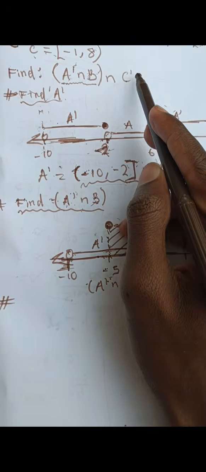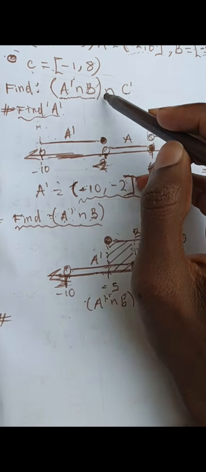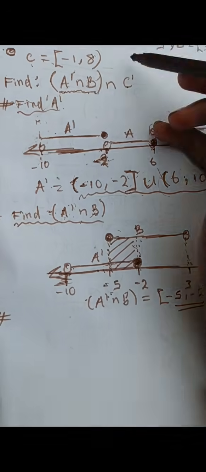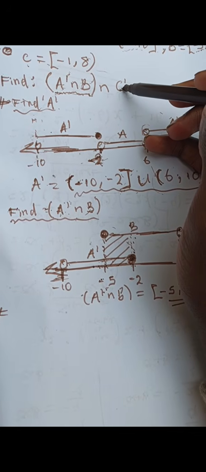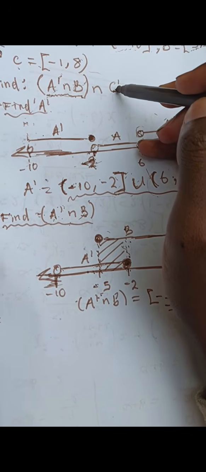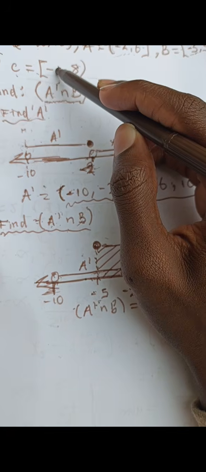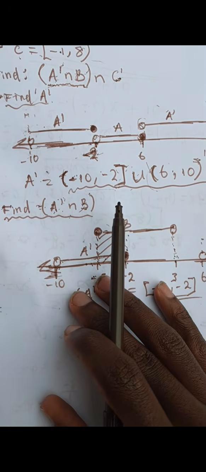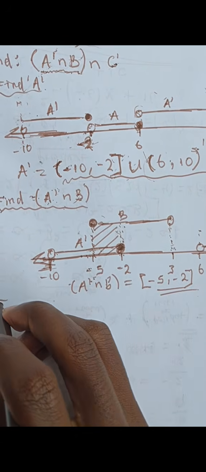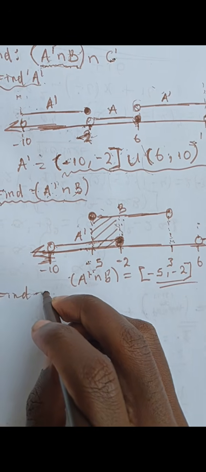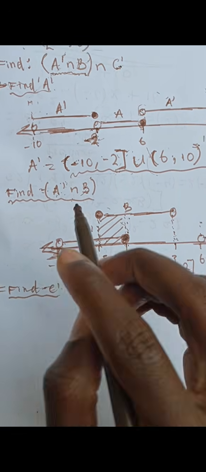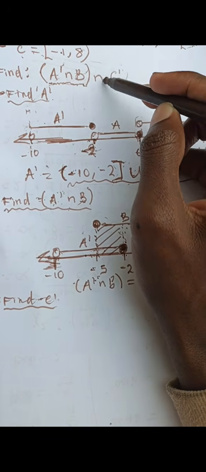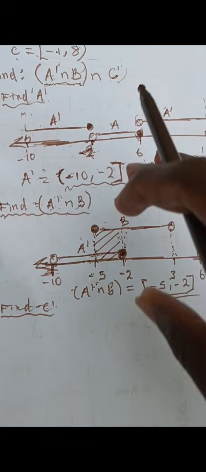Okay, so now let's come to this one. We've found this part. Now we need to find the remaining part. But before we do that, we need to find C complement, which is this one. The reason why I'm finding C complement is because before I find the entire thing, I need to find the intervals for these so that I can easily plug them in the number line.